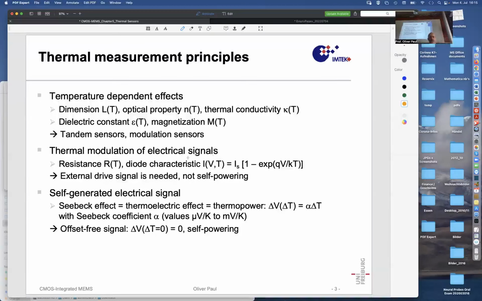And then diodes are also temperature dependent. You know the diode characteristic with the saturation current, and then actually usually exponential minus 1. Here it's just reversed, but it's equivalent, of course, depending on the sign of I_S.